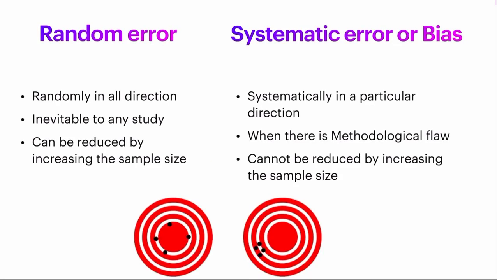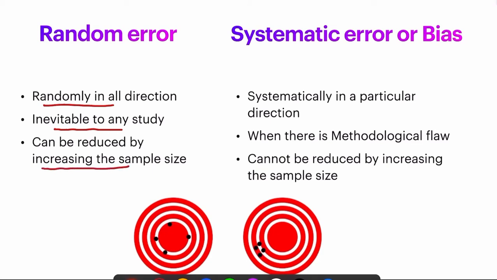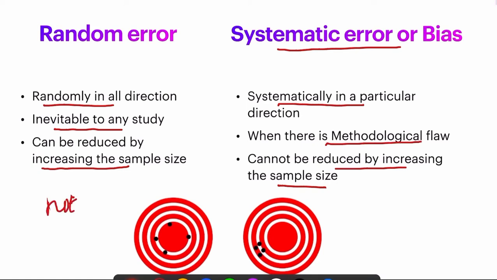When this error happens randomly in all directions, it is called random error. It is inevitably present in any kind of study and it can be reduced only by increasing the sample size. When this error causes systematic deviations from truth in a particular direction, then it is called systematic error or bias. It cannot be minimized by increasing the sample size. It can be minimized only by increasing the quality of the study. A study with more random error is not precise, but a study with systematic error or bias is not accurate.